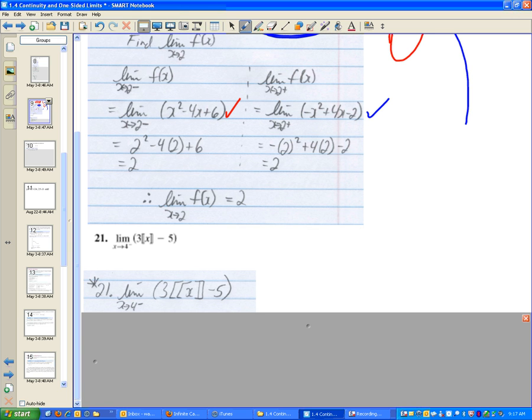Well, okay, so I'd like to stick a 4 in there. But it's not quite that basic, okay? I'm gonna stick a 4 in there, but I've got to pay attention to which side those numbers are approaching from. They're approaching from the left. No, not -4, but 4 from the left. So it's 3. The greatest integer of a number that's approaching 4 from the left is 3.